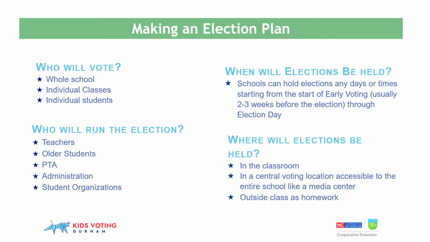And then when will elections be held? You can choose what voting times and days work for you, not just on election day, but during the entire adult early voting period, usually about 2 to 3 weeks before the election. And then where will elections be held? It can be in the classroom, in a central location like a library accessible to the entire school, or even outside the class as homework where students can vote virtually.